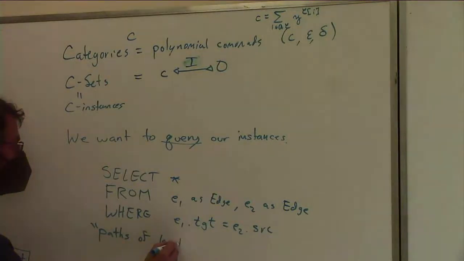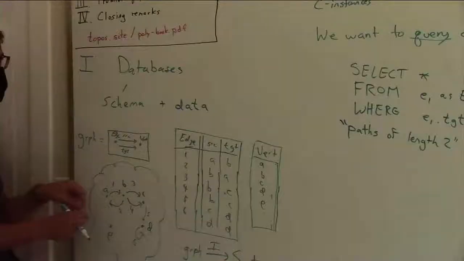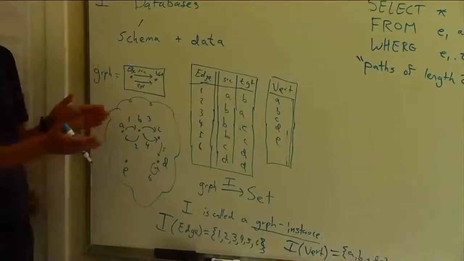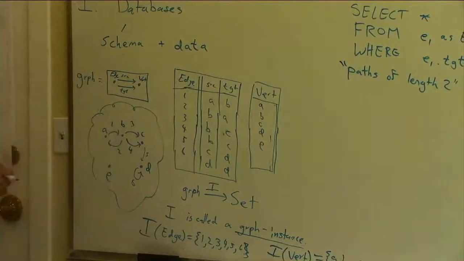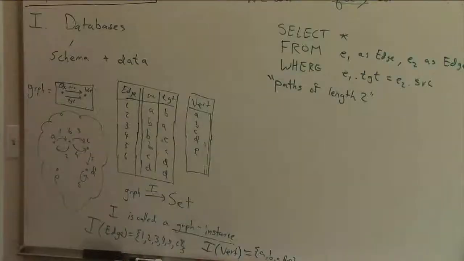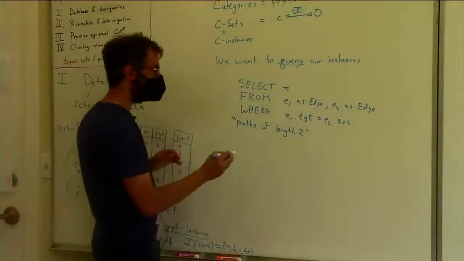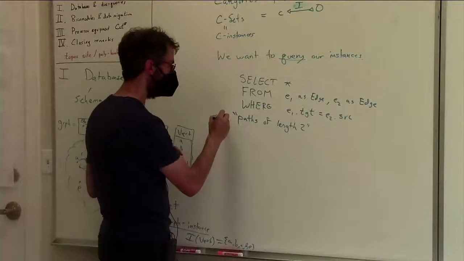But you could also find paths of length 5, or parallel edges, E1 and E2, where source of E1 equals source of E2 and target of E1 equals target of E2. That would find parallel edges. You can find loops. You can find anything you want. That's called querying. And sometimes you might want to say, I don't know how they indicate a comment. I don't know, like this.